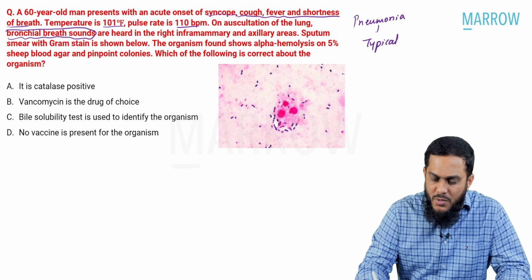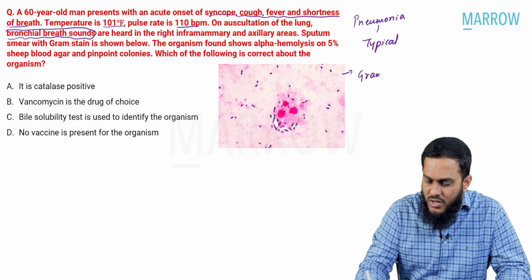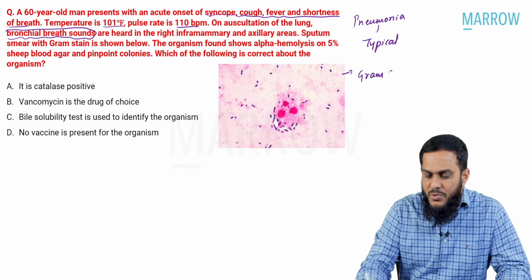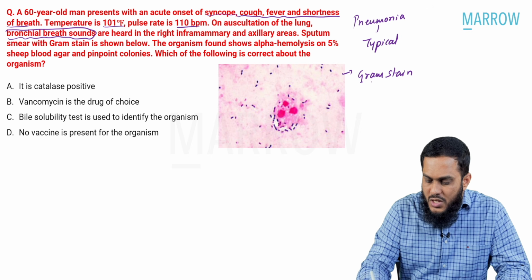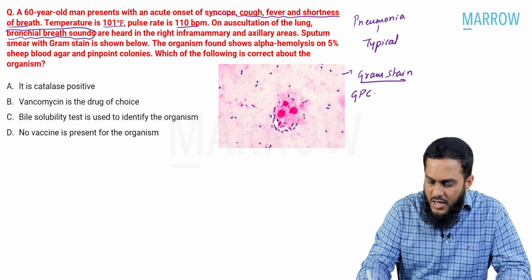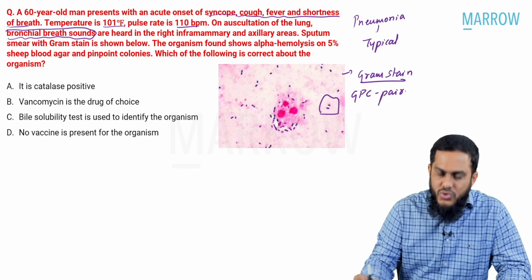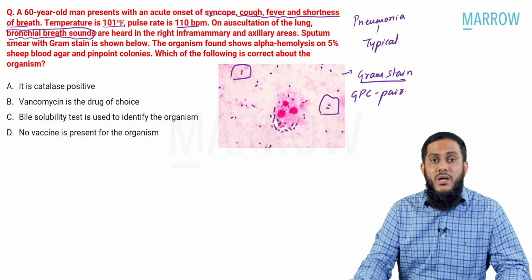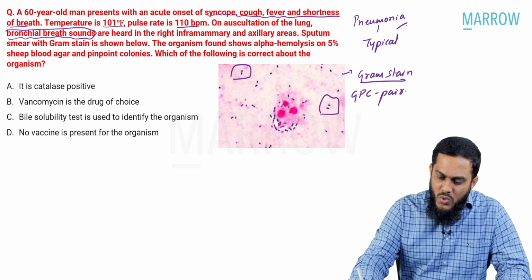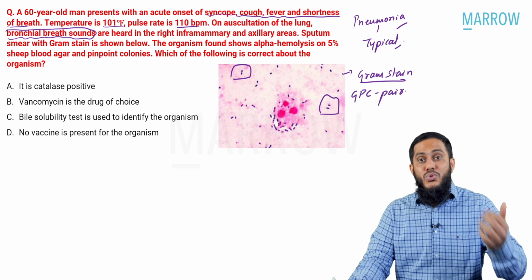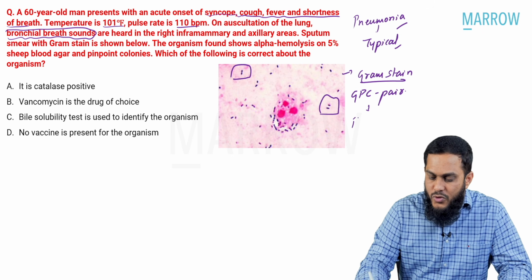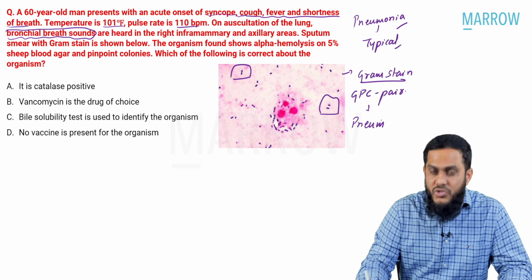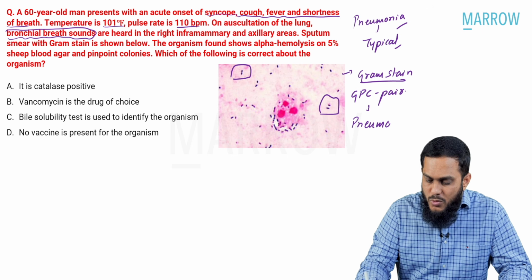So this is the sputum smear gram stain picture that they're showing. If you see the gram stain picture, sir, it shows gram positive cocci in pairs, right? You can clearly see gram positive cocci in pairs everywhere. And once you see typical pneumonia with gram positive cocci in pairs, it goes in favor of pneumococcus. That is nothing but Streptococcus pneumoniae, pneumococcus.